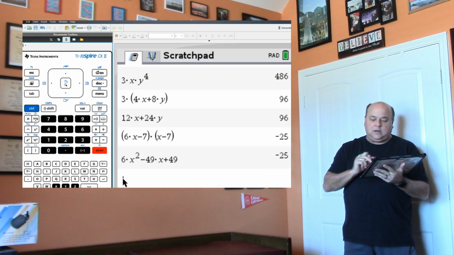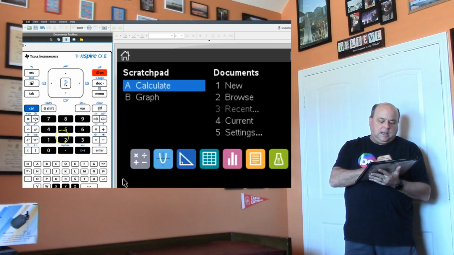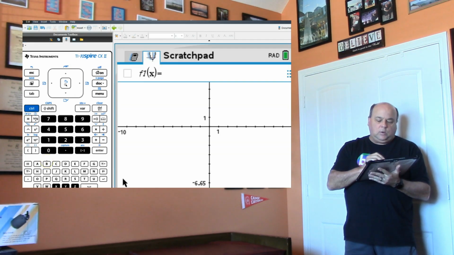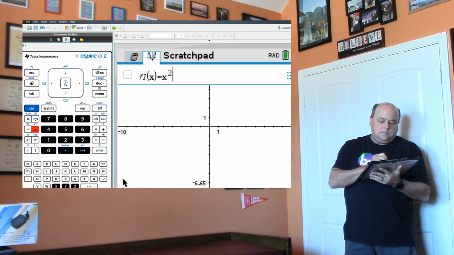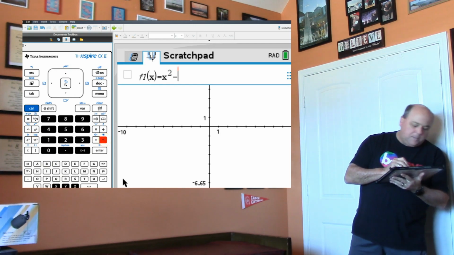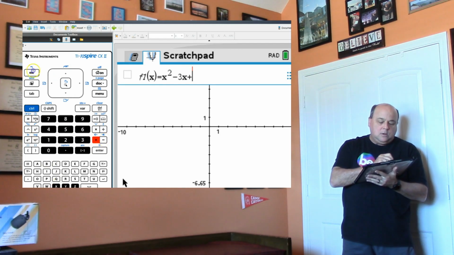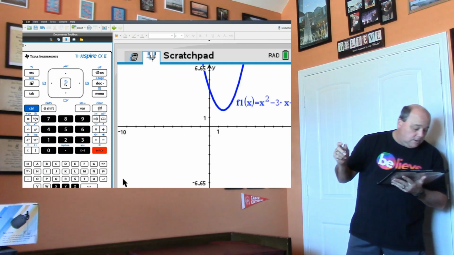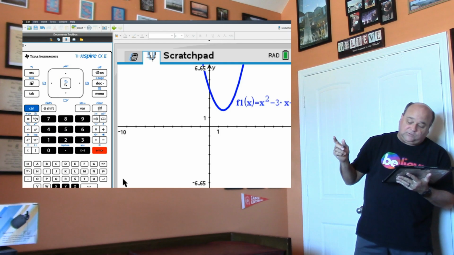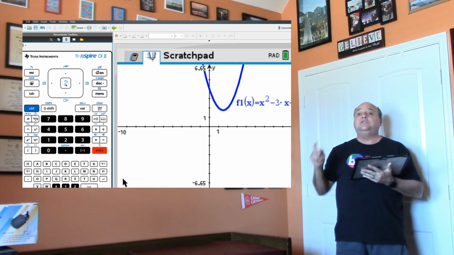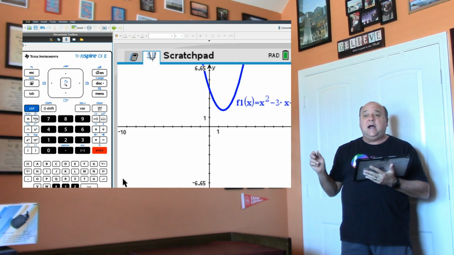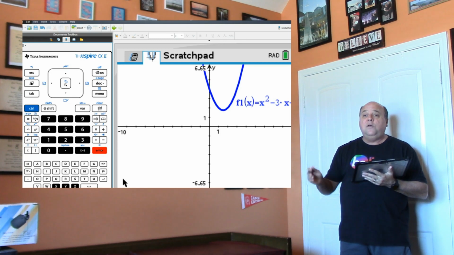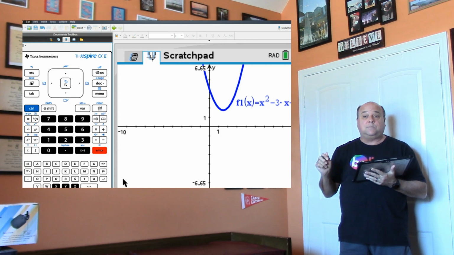So I'm going to go to my calculator. I'm going to hit Home and B, and then it's x squared minus 3x plus 4. I get a parabola. Did I do that right? X squared minus 3x plus 4. I sure did. Notice this is tricky. The parabola does not cross the x-axis, does it? So there are no zeros in this problem.